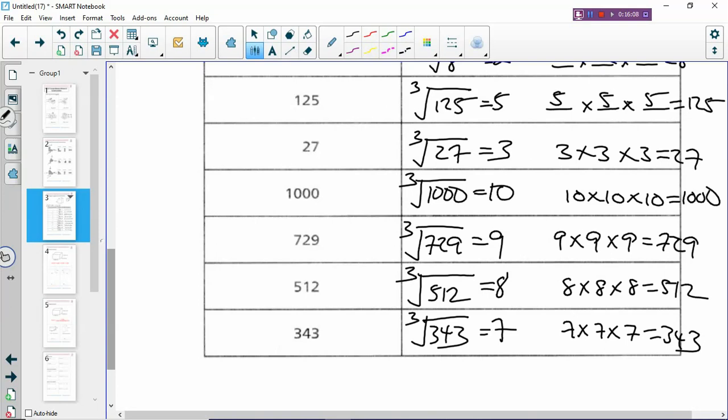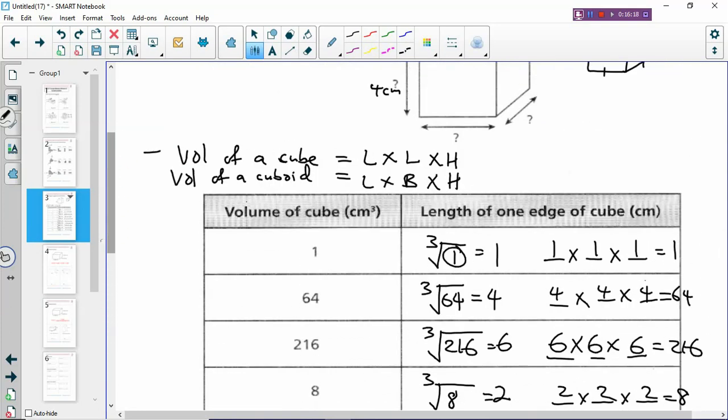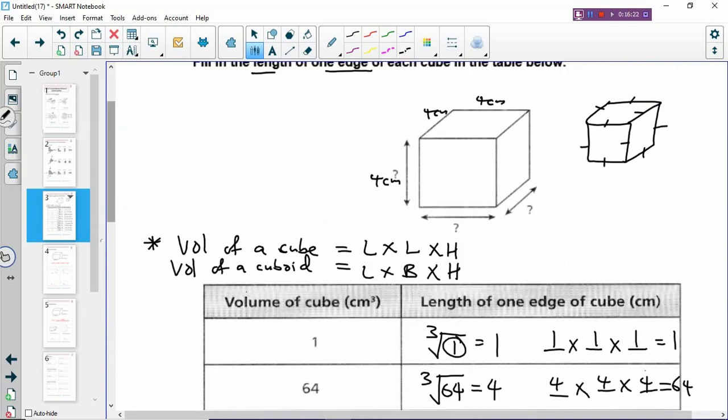Alright, so in this part of the lesson, what are we doing? We are trying to find one side of the cube. But before we can find one side of the cube, we must know how to find the volume of a cube. You must know the length, the breadth, or the length again, because it's a cube, so all the sides are equal. You call it length times length times height. So the volume of a cube is length times length times height.